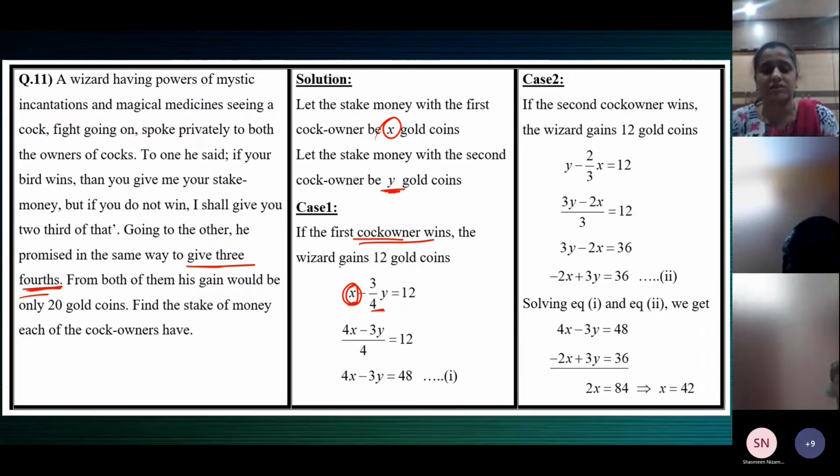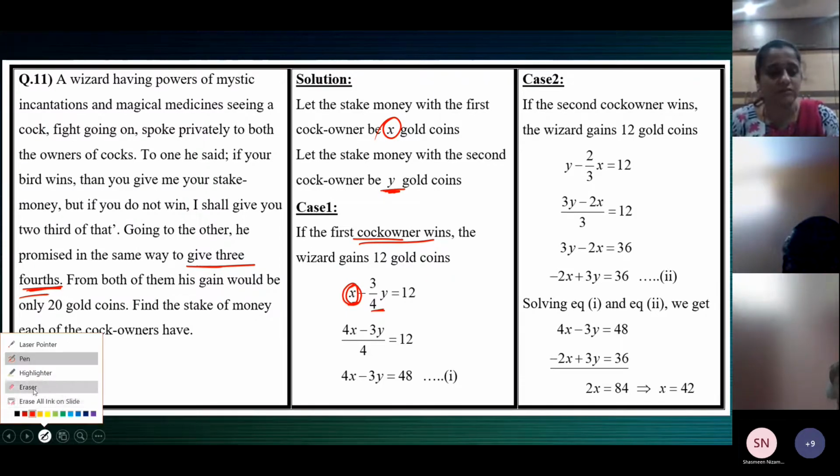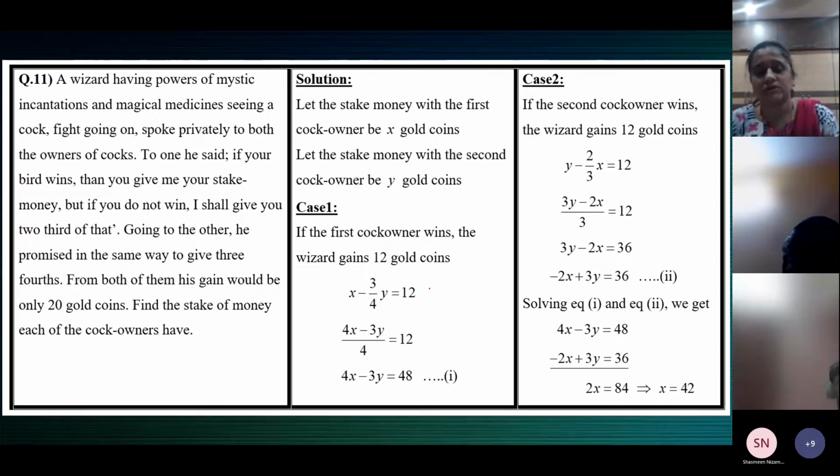So the winner is the first cock owner. The wizard will take all the X gold coins he has. And how much will he pay the loser, the second cock owner? He'll pay him 3/4 of his stake money. The second owner's stake money is Y, so he'll pay him 3/4 of Y. He receives X, he gives away 3/4 of Y. Net profit is 12 gold coins.